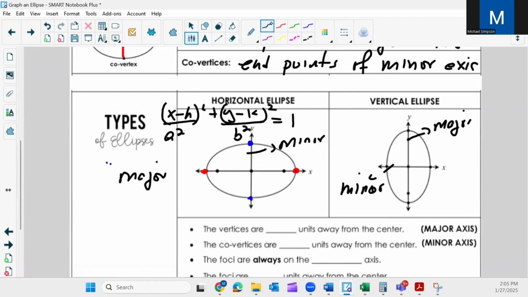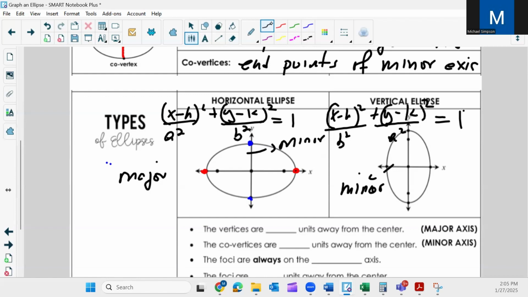What about the vertical ellipse? Is it the same equation? Same equation, but there's a minor difference. For the vertical, it's going to be x minus h squared plus y minus k squared over b squared over a squared equals 1. What's the difference? The a's and b's switch, right? Good.